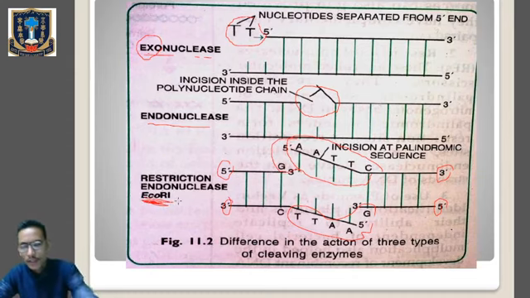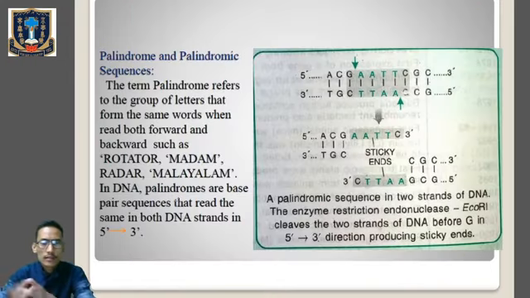Clear? Okay, so what do you mean by palindromic sequences? The term palindrome refers to a group of letters that form the same word when read both forward and backward. For example, rotator. Just read from here, in this direction: ROTATOR, rotator. So when we go forward, it gives the word rotator. Now just come backward in the direction.